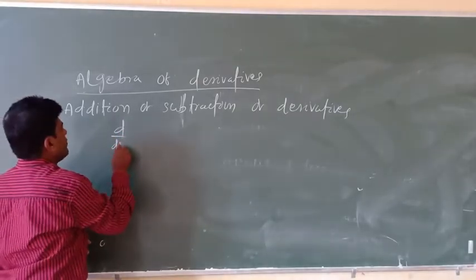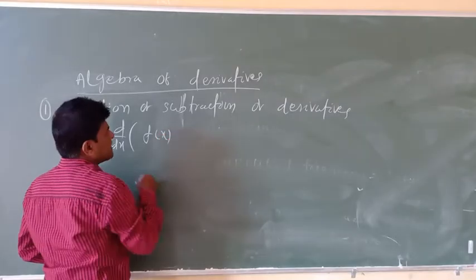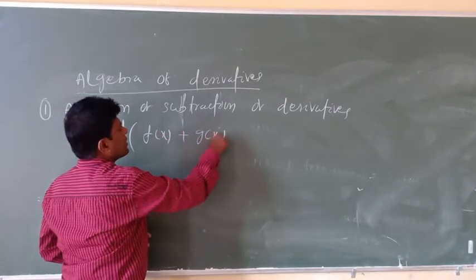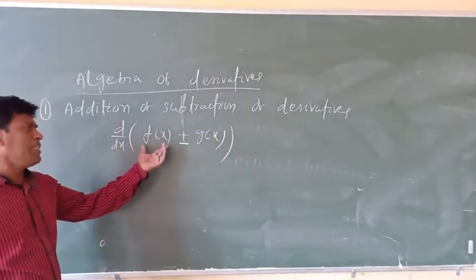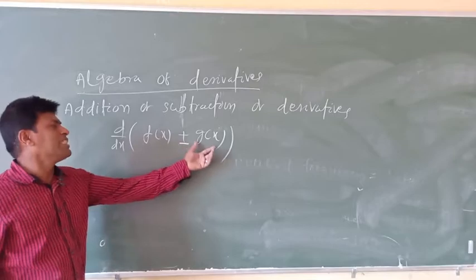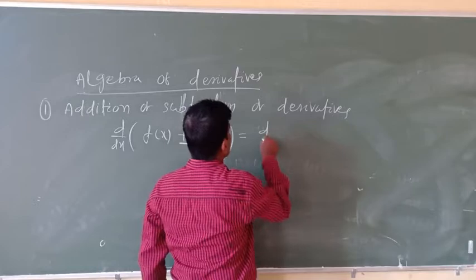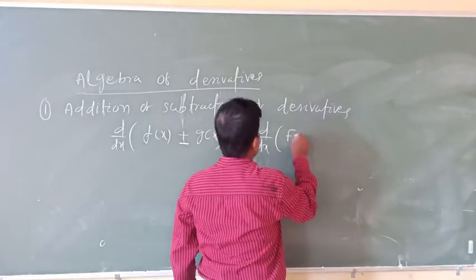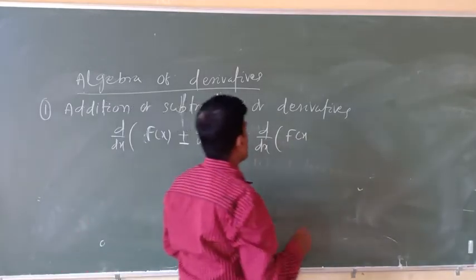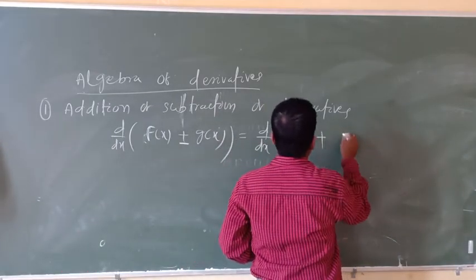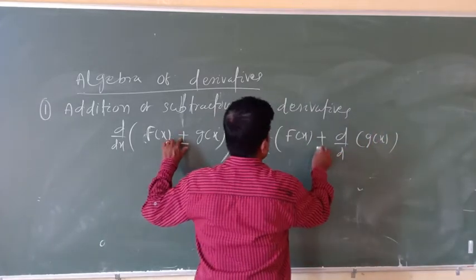So d by dx of fx, if fx is a function and gx is a function, and either addition or subtraction is given, then you can write it in this way: d by dx of fx plus d by dx of gx. If it is addition, it is addition. If it is subtraction, then it is subtraction.